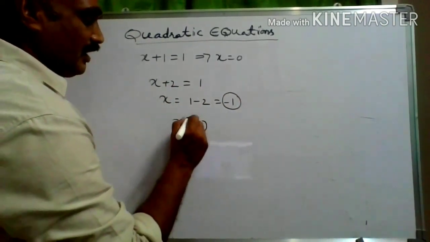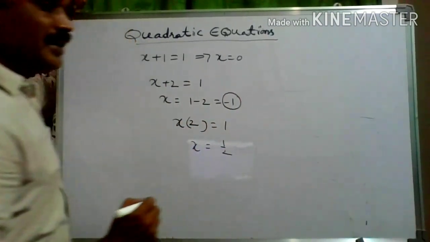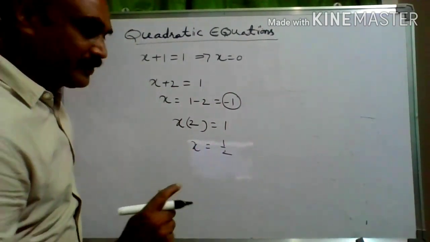Next, students, x into 2 is equal to 1. x is equal to 1 by 2. Students, 1 by 2 is not an integer. So integers extend to rational numbers.